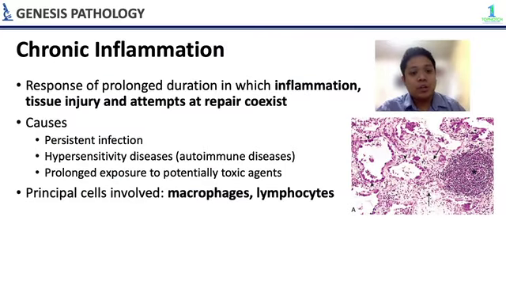Next, you have your chronic inflammation. So this is a response of prolonged duration in which inflammation, tissue injury, and attempts at repair coexist. Its causes include persistent infection, hypersensitivity or autoimmune diseases, and prolonged exposure to potentially toxic agents. The principal cells involved are macrophages and lymphocytes, which in contrast to acute inflammation, where it is neutrophils.